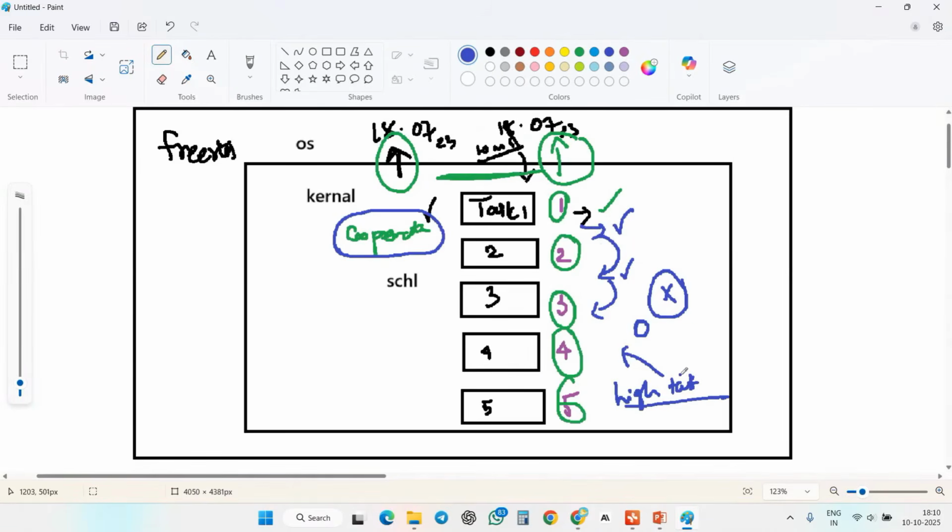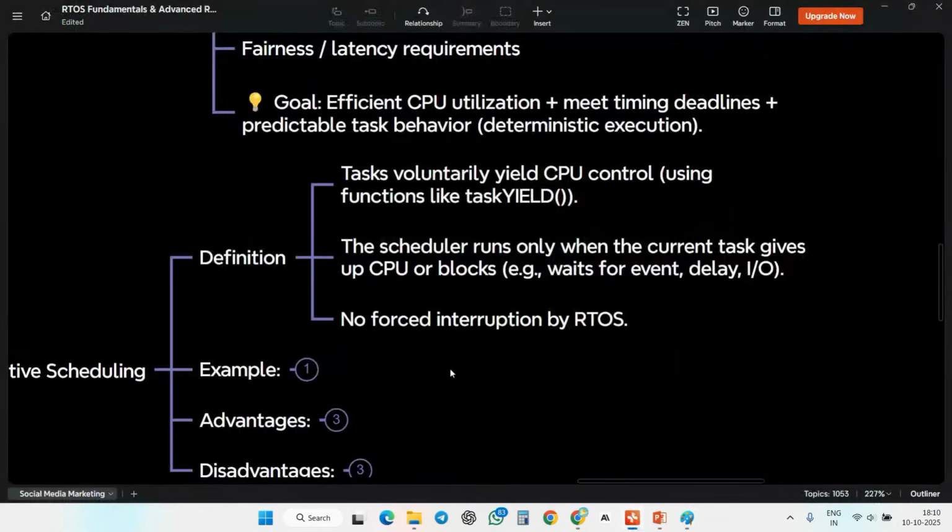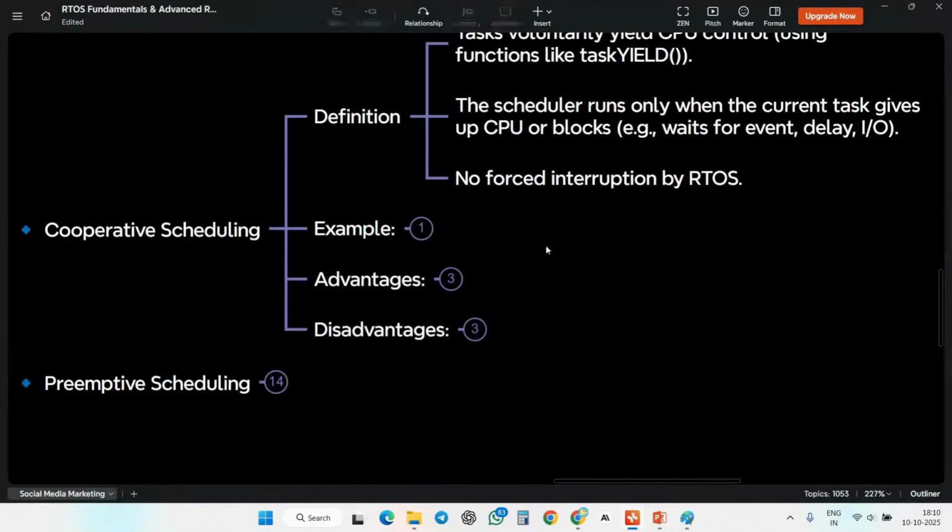It doesn't get interrupted by any external higher priority task because it is cooperative scheduling. Once the task has been completed, it just moves to the next task, one after another. Even if a higher priority task tries to interrupt, it is not going to interrupt. No forced interruptions by other tasks.